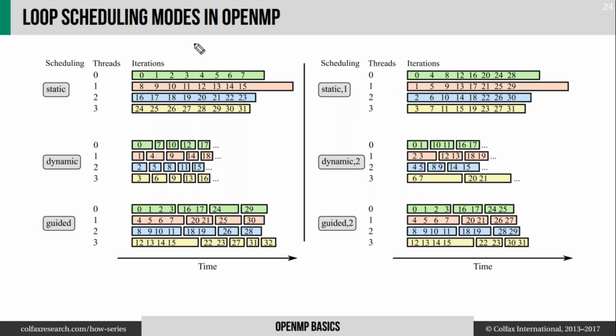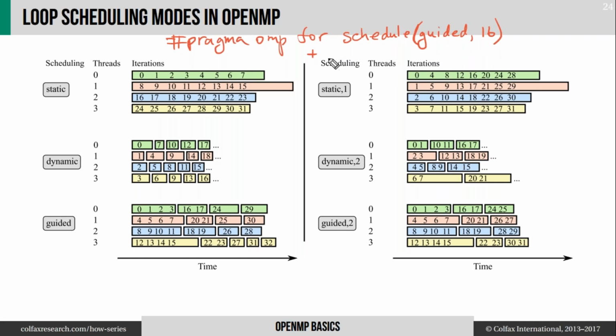All you have to do to set the scheduling mode in OpenMP is to modify your directive. So if you have pragma omp for, you can do this: schedule, round parenthesis, guided, comma, 16. And this will set guided mode with a chunk size of 16.